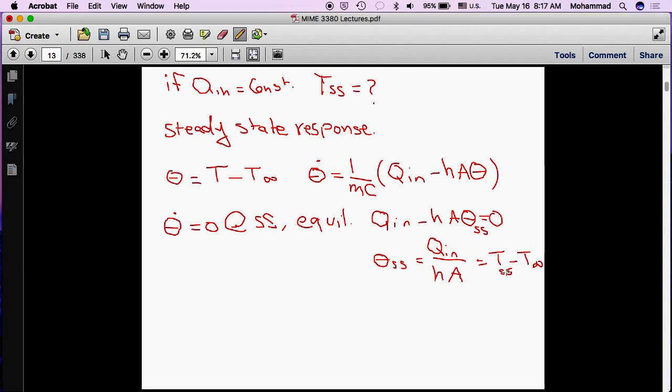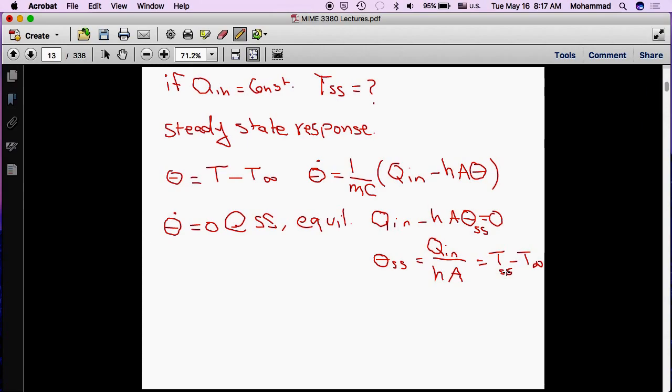Observation number 1. Steady state temperature doesn't have anything to do with what kind of fluid you have inside the chamber. So you don't see any effect of M or C, which is how much fluid you have, M, mass of fluid, or its heat capacity. So in steady state, those play no role.